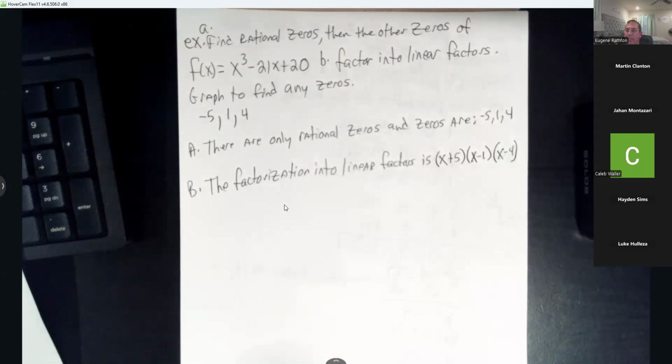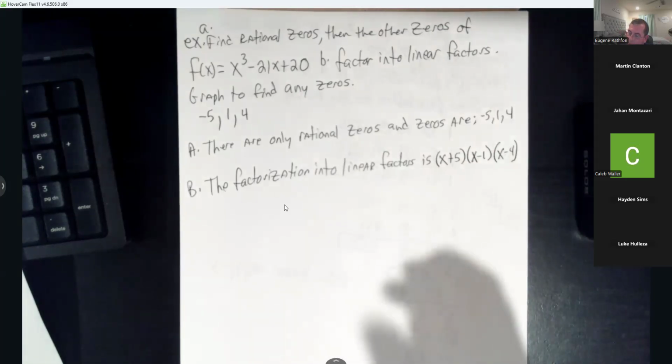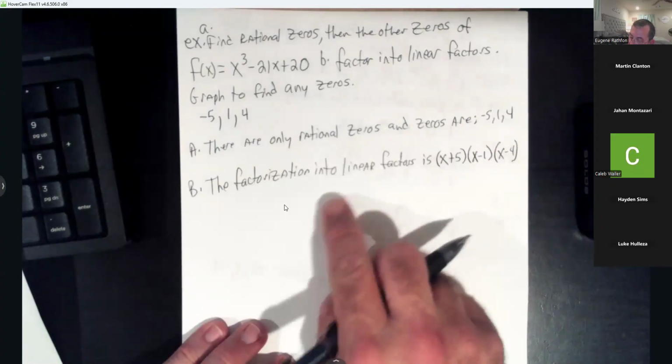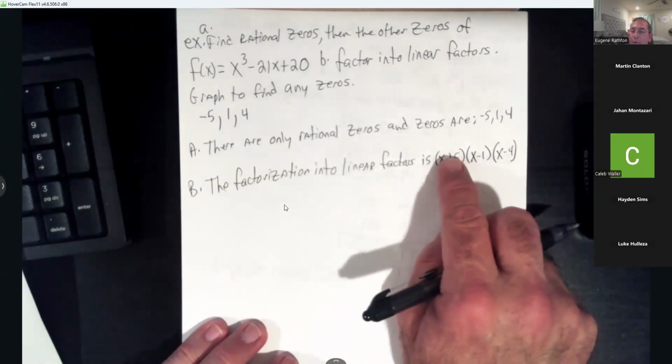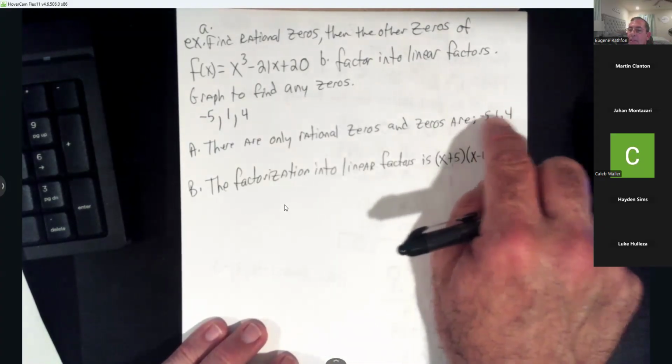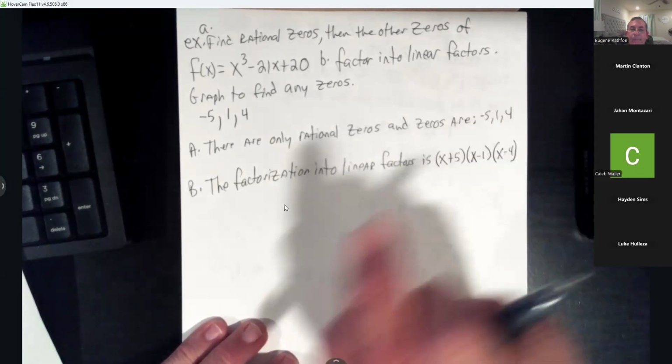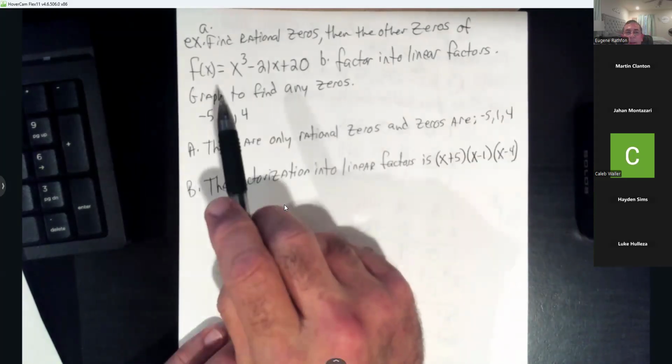Because I added 5 to both sides and all that fun stuff. So y'all, that's all they're wanting on this factorization into linear factors. Put them in parentheses and change those signs. Okay?